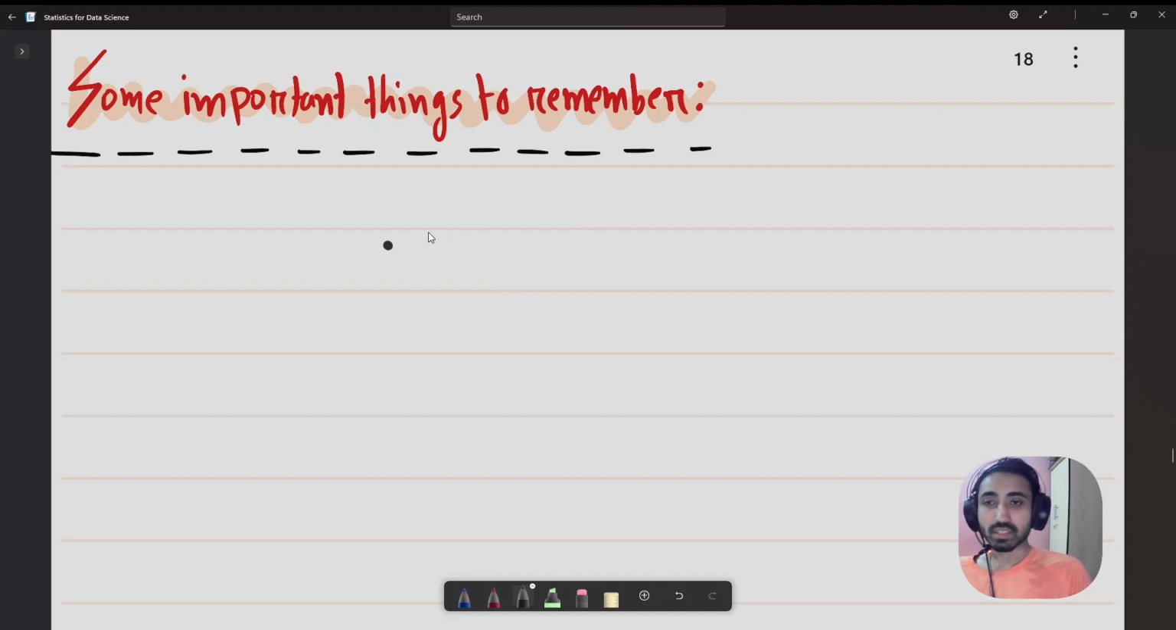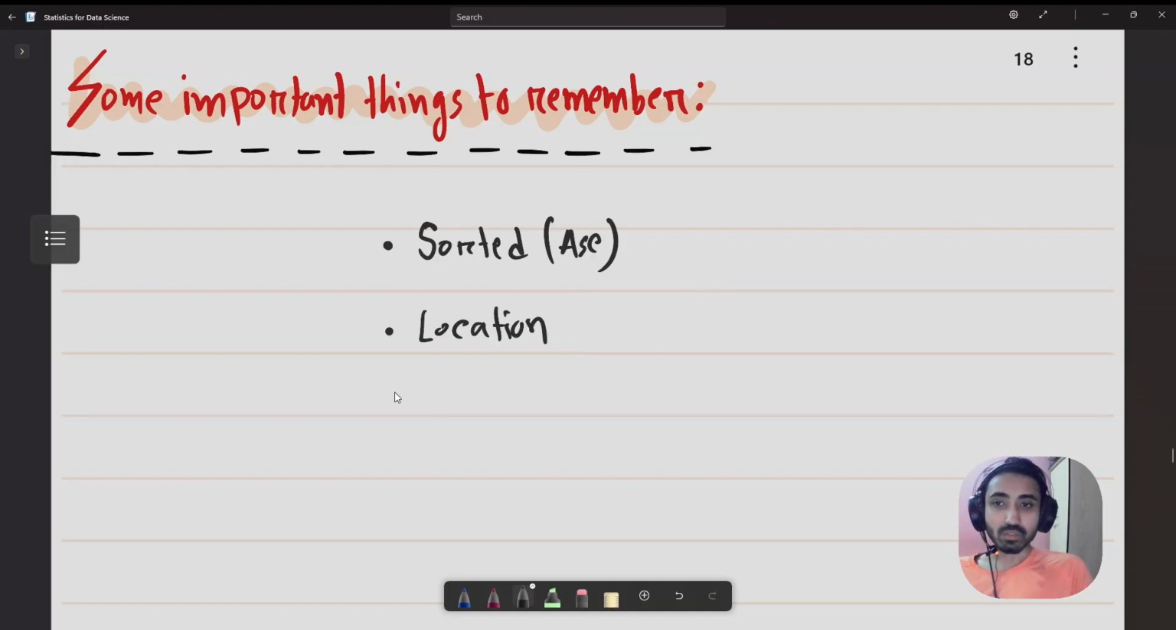We're going to learn how to measure these quantiles, and before that, some important things to remember. The data we are working on needs to be sorted in ascending order, from low to high. And when we measure quantile, we measure a location, we do not measure the value. We firstly measure the location with the help of a formula, and thirdly, the value at that location.